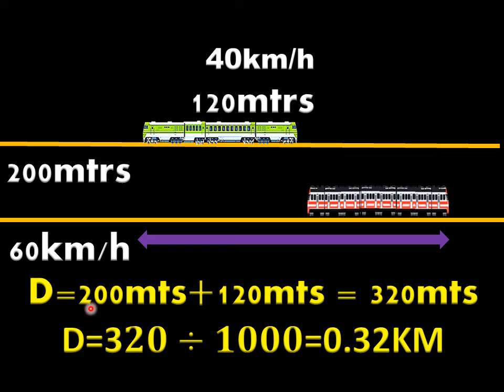On the screen we have the distance covered by the red train, which will be 200 meters plus 120 meters, which is 320 meters. We need to convert these meters to kilometers, so we take 320 meters divided by 1000, where we obtain 0.32 kilometers. So this is the total distance covered by the red train to completely overtake the green train. So we can go further to calculation.